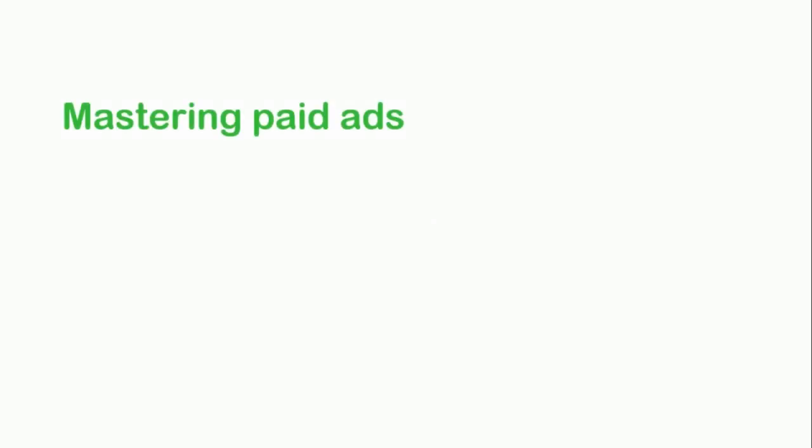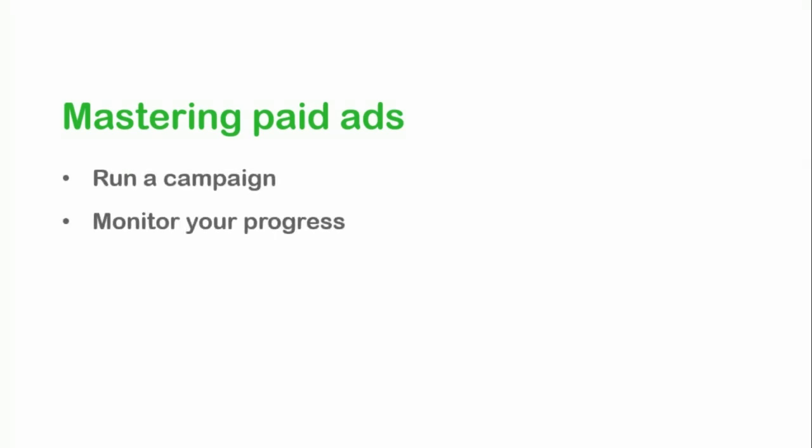The best way to master paid advertising on social media is to run a campaign, monitor your progress, and then learn from your successes and failures. Experiment with a small budget on these networks that interest you to discover which channels are worthwhile.